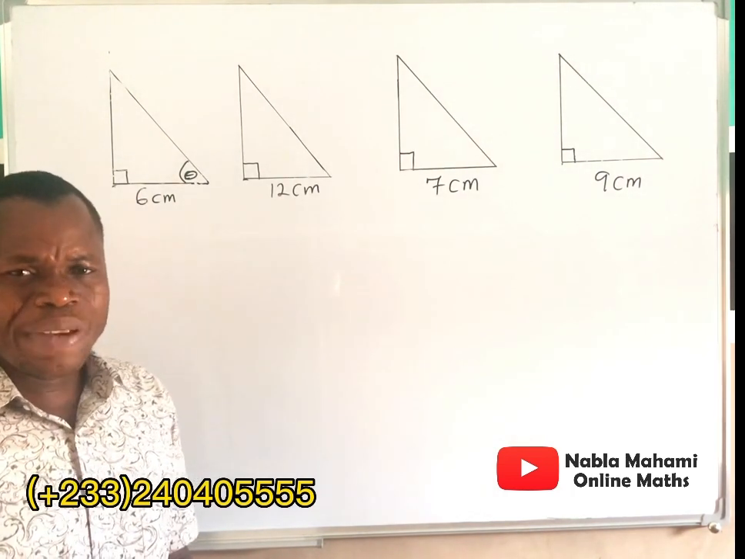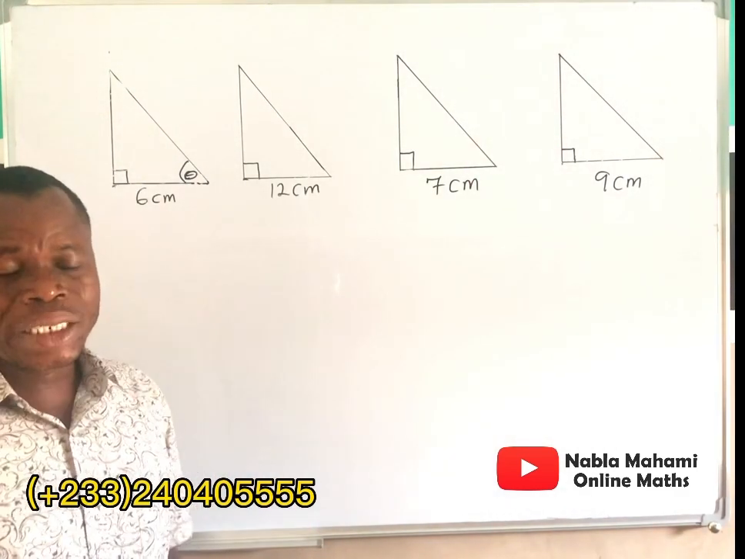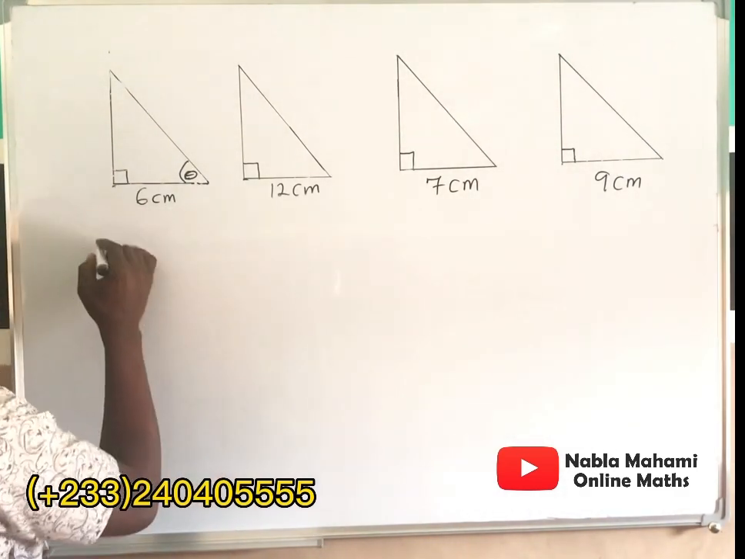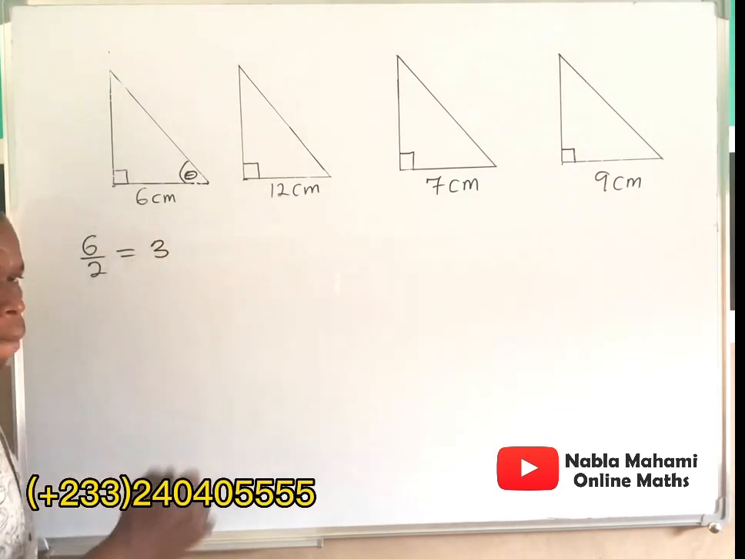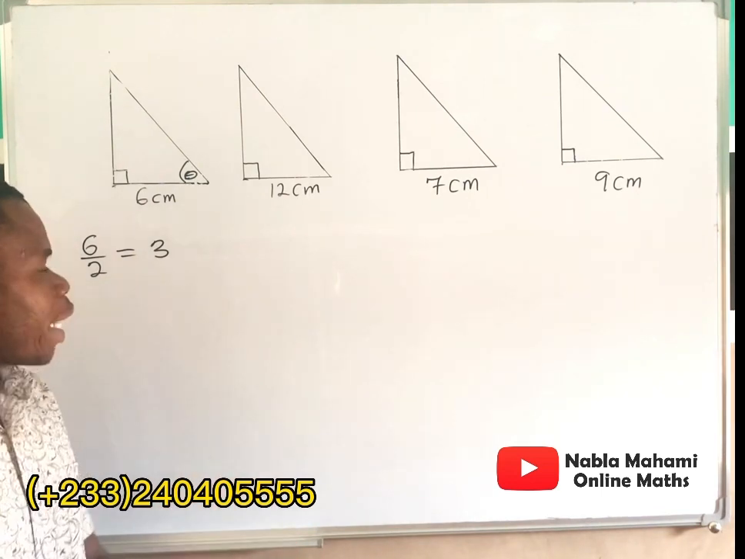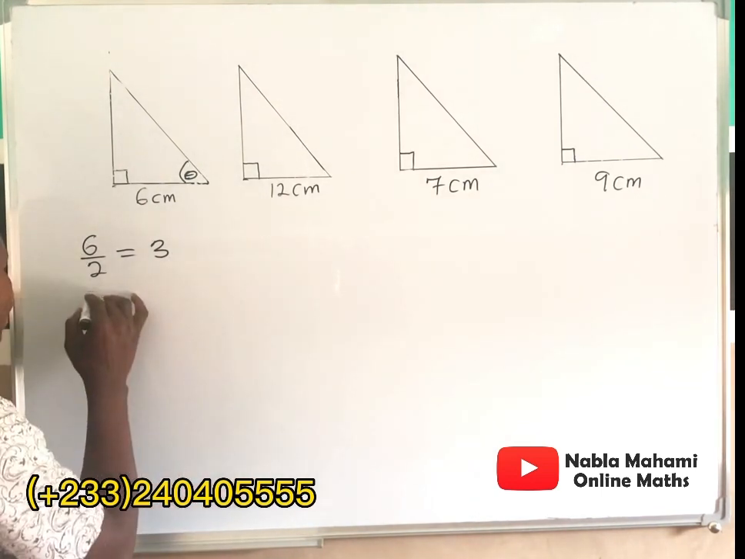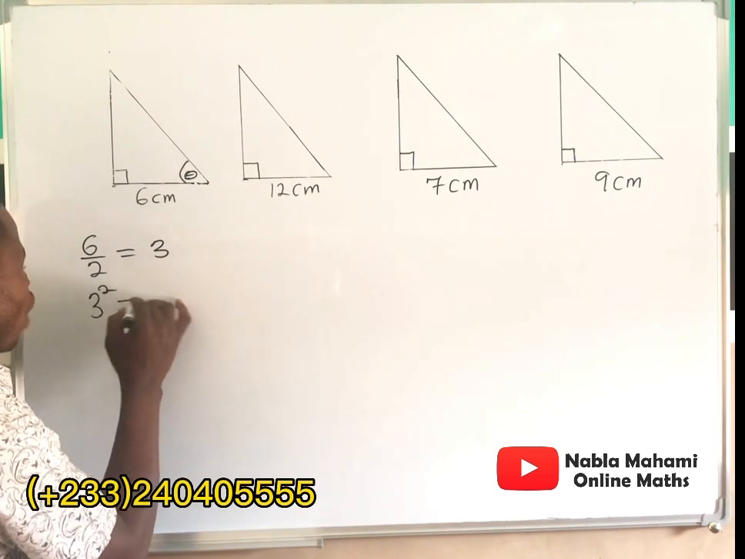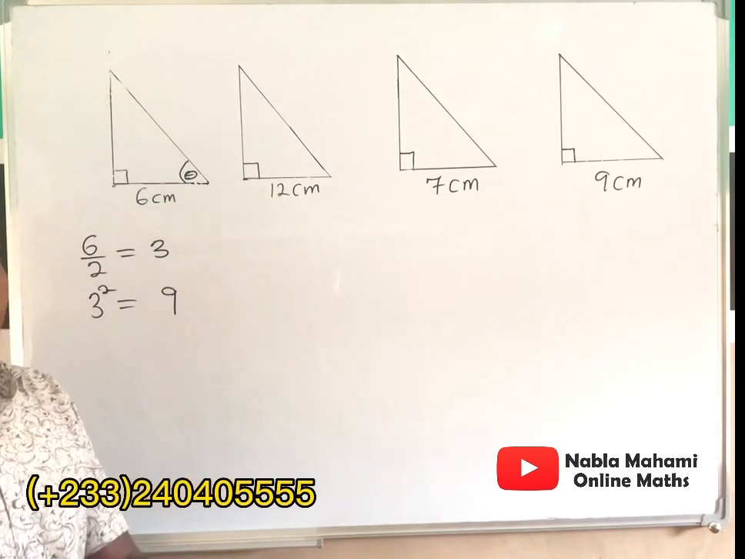When the number is even, you take the number and divide it by 2. That is the first step. So I will take 6 and divide it by 2, which will give me what? 3. After getting the 3, you take that result and square it too. So I will take 3 and square it. And 3 square will give me what? 9. So this 9, we will now use to determine the other 2 sides.